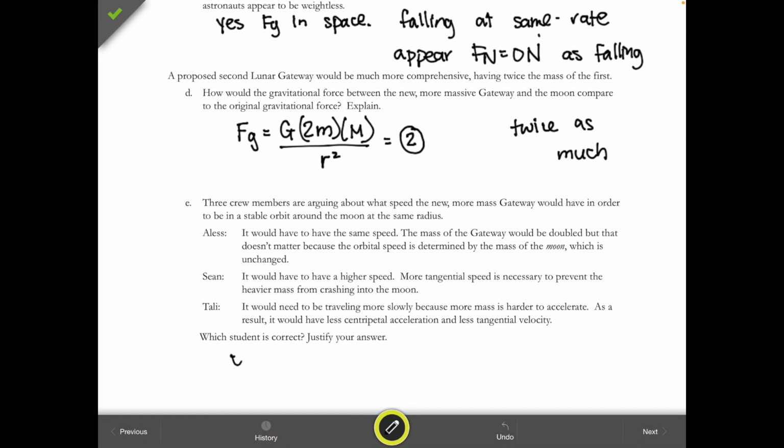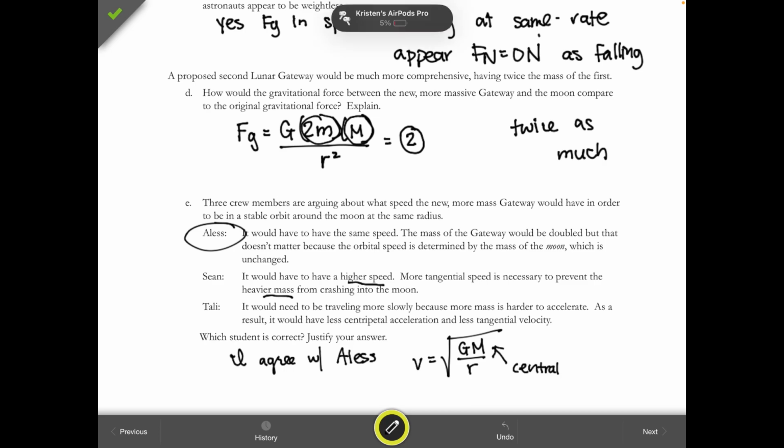I agree with Alice. The reason I agree with him is that this speed is determined by the mass of the moon. That's why it's the capital M in here. It's the mass of the moon, not the mass of the space station. So doubling the mass of the space station doesn't change the mass of the moon, so the speed stays the same. But just to be more clear, Sean says it would have to have a higher speed. That's not true. Mass and orbital speed don't have that same relationship except for the mass of the central object.